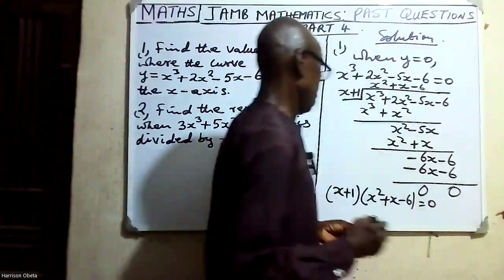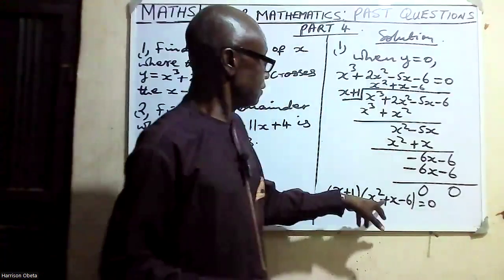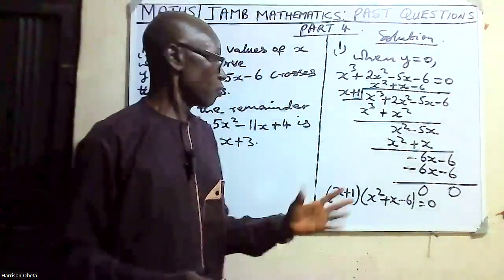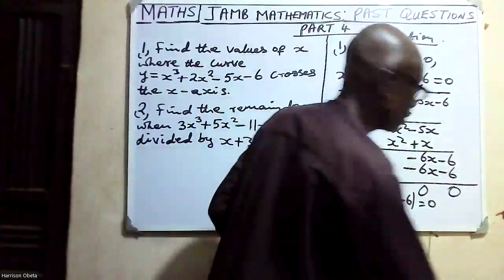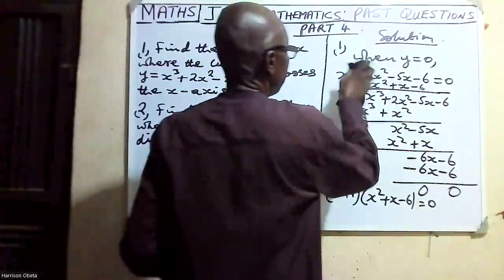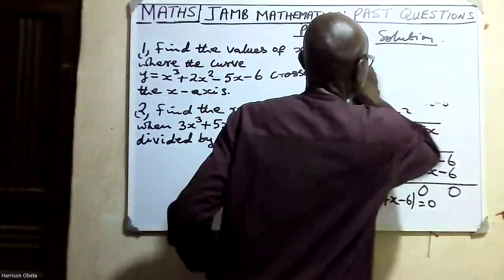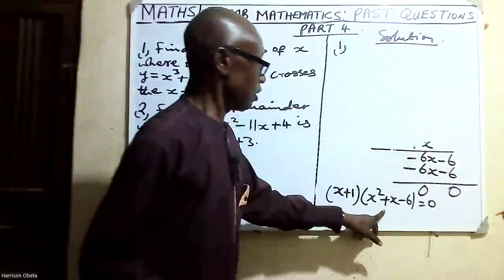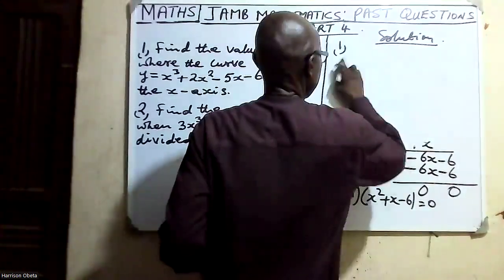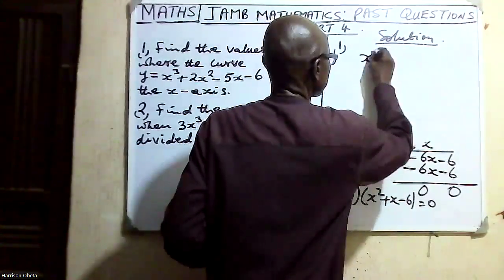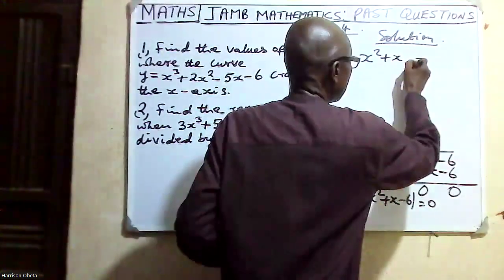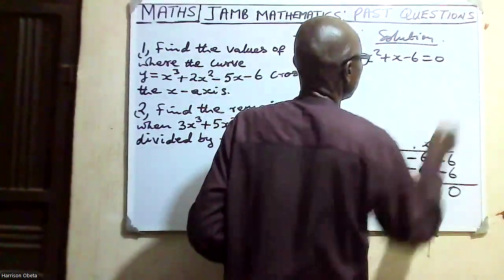equal to 0. So we're now going to simplify this by factorizing, so I will be able to find all the values of x. So coming back, we have to factorize this. We are now having x squared plus x minus 6 equal to 0.